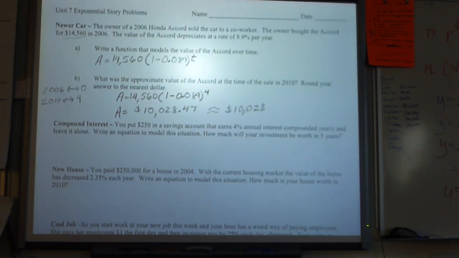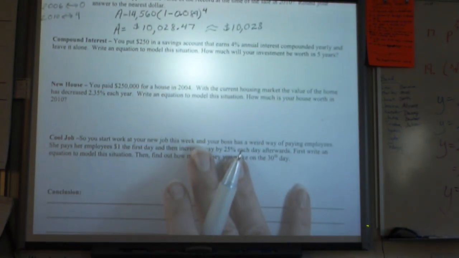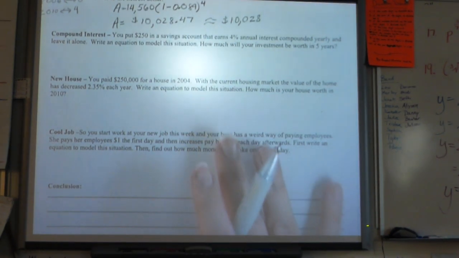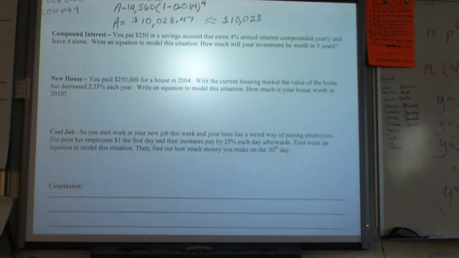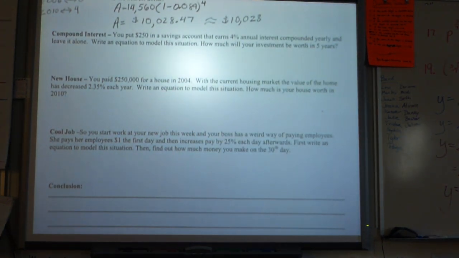Okay, next, compounding interest. You put $250 into a savings account that earns 4% annual interest compounded yearly, and you leave it alone. Write an equation to model this situation, and then tell me how much your investment will be worth in 5 years.